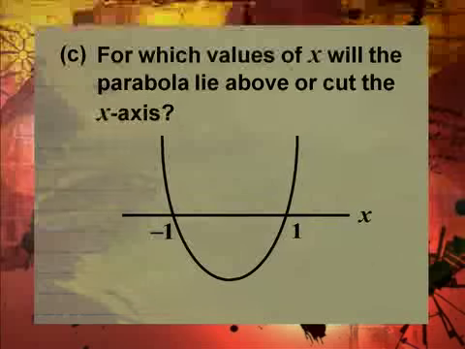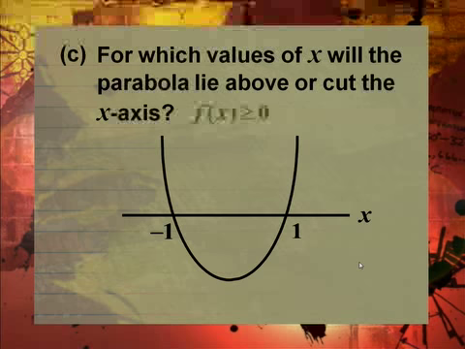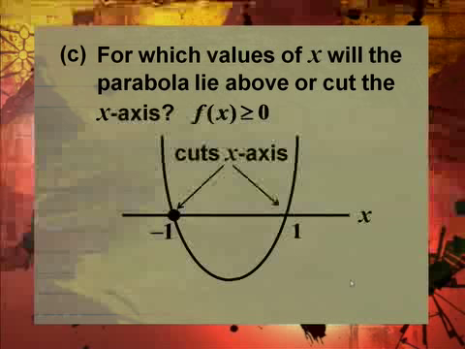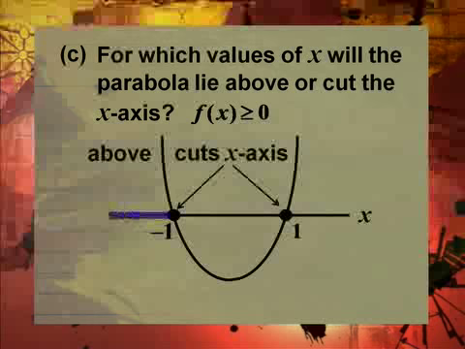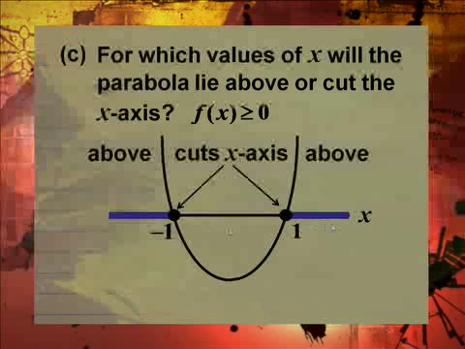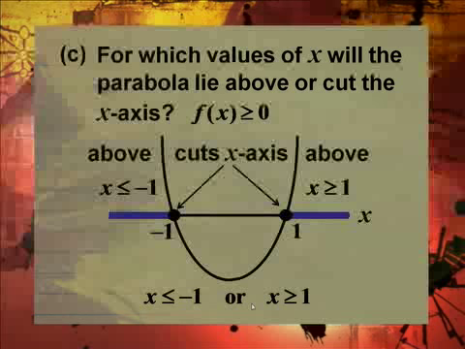Let's look at number C quickly. For which values of x will the parabola lie above or cut? That means we're including equals as well. So it cuts the x-axis there and there, so we include those values, it's closed dots. And where are we above? Well, we're above to the left and to the right. So we're going to the left of minus 1 and to the right of 1, and if it's an equal there, we include those values.